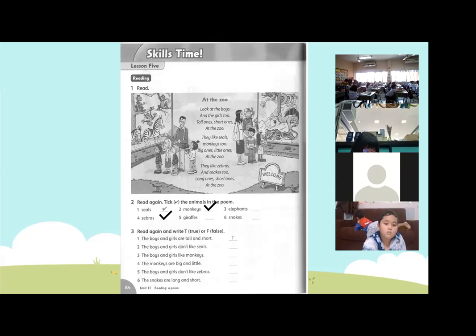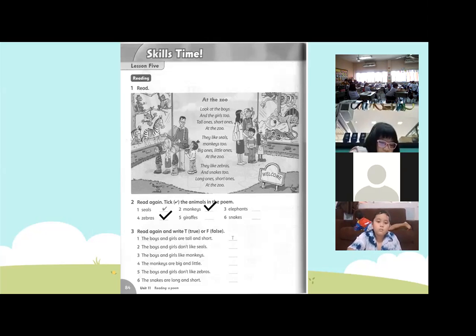Giraffe? Yes or no? Where is giraffe? I don't see giraffe. No. Yes, zebra. And monkey. What about snakes? Yes. So we check monkey, zebra, snake. Good job.